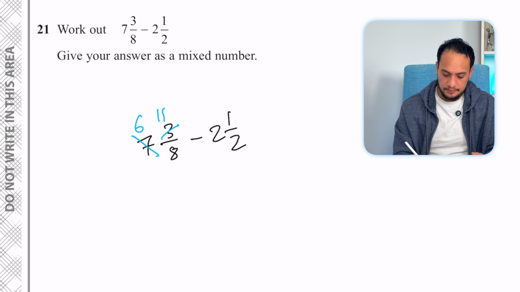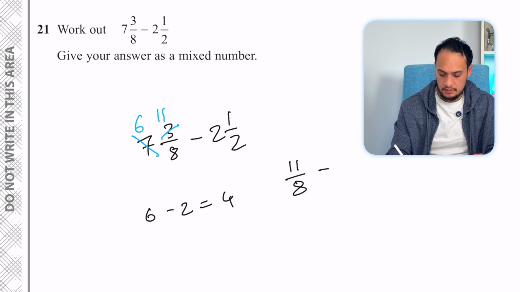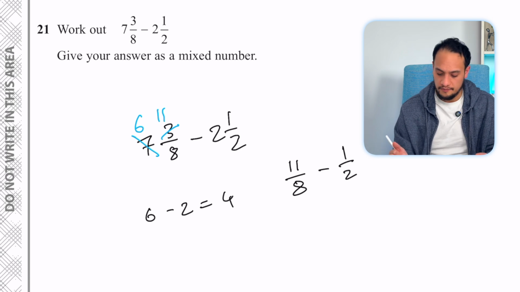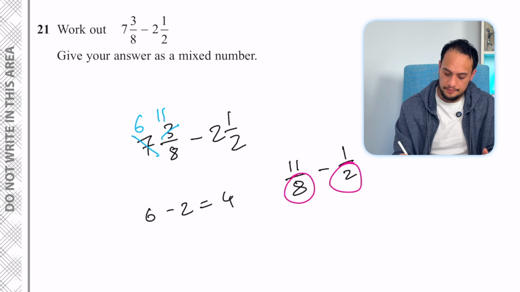Now, after I've done that, I can just do 6 take away 2, which is 4. So 6 take away 2 equals 4. So I've done my whole numbers. Now I'm going to do 11/8 take away a half. Here I need a lowest common multiple. So I've got 2 and 8 on my denominator, or lowest common denominator they often say. I need to make those the same. In this case, I can times the half by 4.